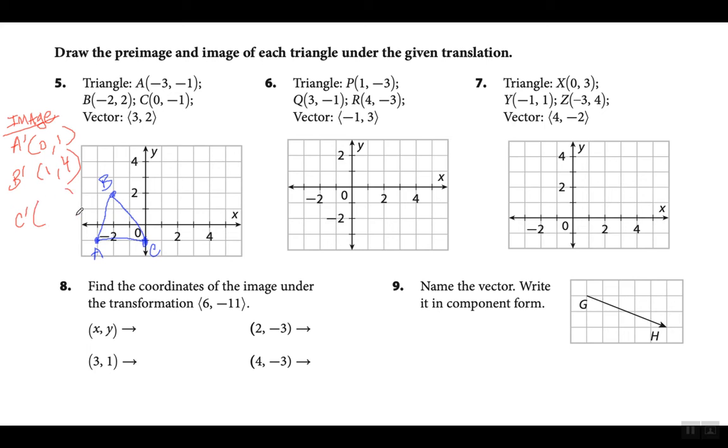Alright, C prime, same thing. The x coordinate is 0. 0 plus 3 is 3. The y coordinate is negative 1. Negative 1 plus 2 is positive 1.